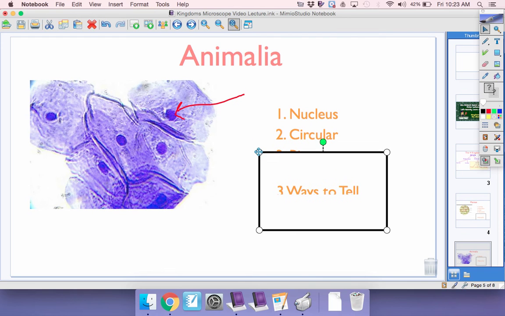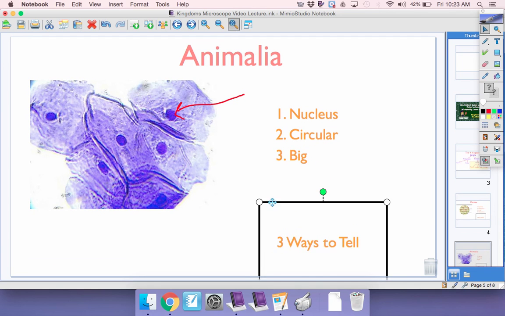Second thing is that they're circular and not boxy. This distinguishes them from a plant cell. Plant cells will always be boxy in shape, whereas animal cells will be more circular because they lack a cell wall. They only have a cell membrane. Last is their size. They're a lot bigger than any prokaryote cell that you would see.